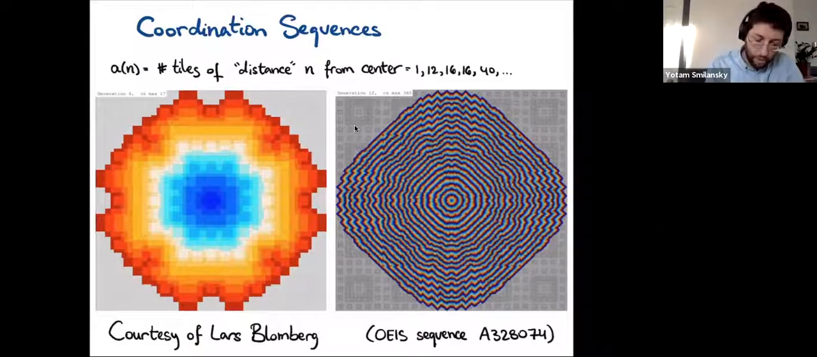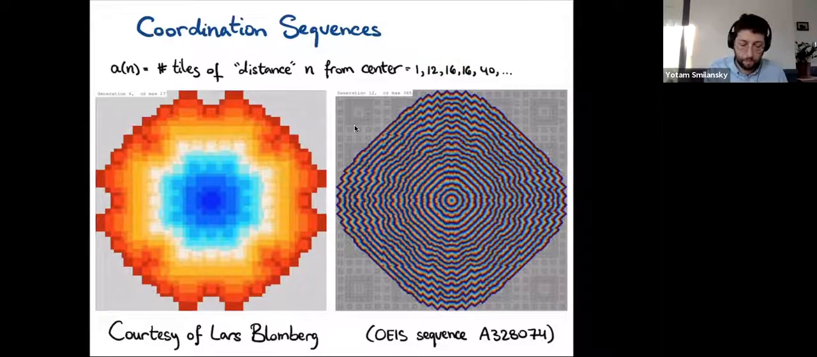So what is a coordination sequence? Essentially, in this case, the sequence counts the number of tiles at distance n from the center. So here there is some important center point. And as you can see, one is always the zeroth element. But if you want to go up, if you can see this, there are three neighbors here, three neighbors here, three neighbors here, and three neighbors here. So this is the 12. And the next, the neighbors of the neighbors, we have 16 and so on.